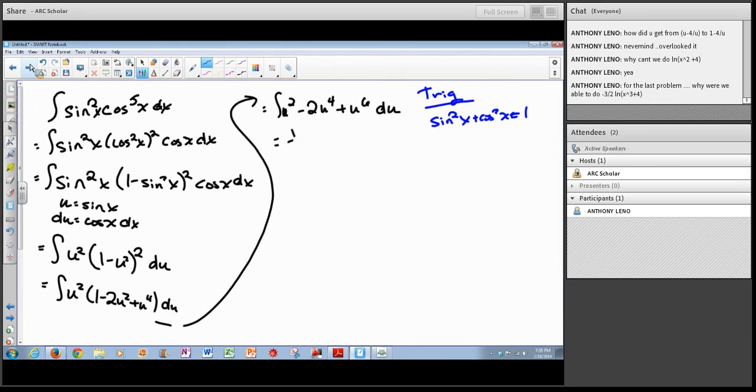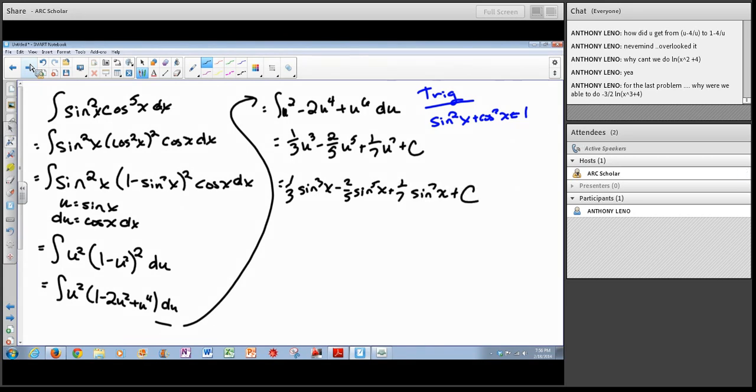which is 1/3 u cubed minus 2 over 5 u to the 5th plus 1/7 u to the 7th plus c. Put in terms of x, 1/3 sine cubed x minus 2/5 sine to the 5th x plus 1/7 sine to the 7th x plus c. Awesome. Any questions on that one? Much kinder trig reduction problem.